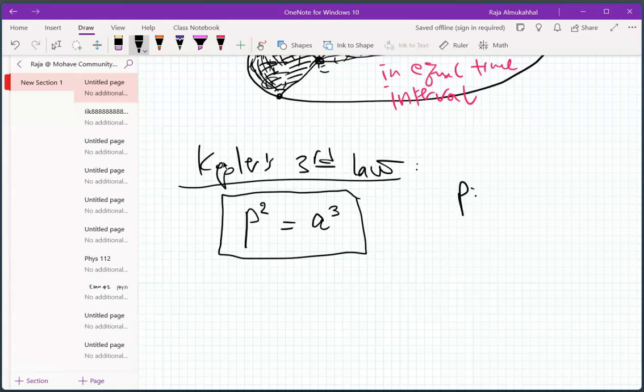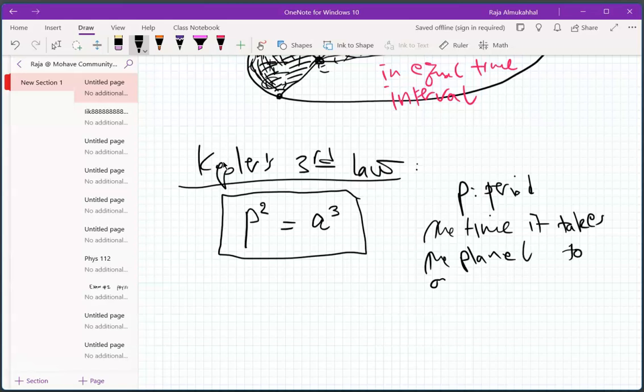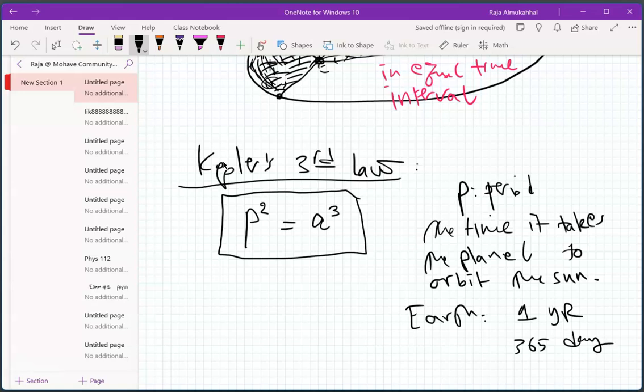So here, P is the period, and period means the time it takes the planet to orbit the sun. For our case, for example, Earth, how long does it take Earth to orbit the sun? 1 year, you see what I'm saying? Or we can say 365 days, or 3.14 times 10 to the 7 seconds.